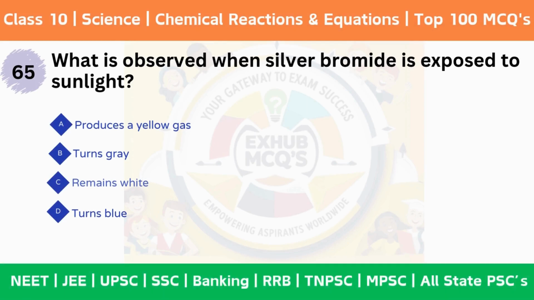MCQ 65. What is observed when silver bromide is exposed to sunlight? Option A, produces a yellow gas. Option B, turns gray. Option C, remains white. Option D, turns blue.